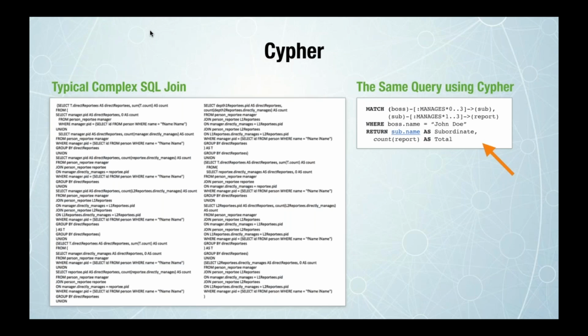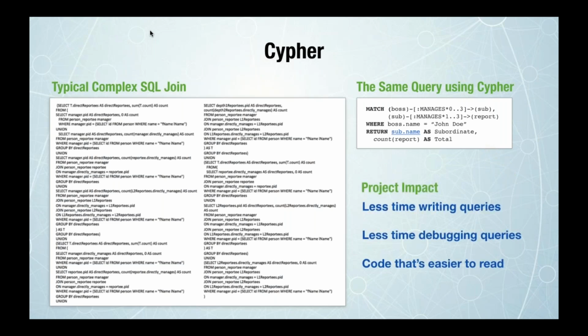So to find a boss and all of the people who report up to that boss and the number of subordinates that report to them is really just 5 lines of Cipher, as opposed to these hundreds of lines of SQL. So in the end, with a query language that's designed for this connectedness, it basically saves you time, both as you're building it, but also as you maintain the queries and bring new people on board into your organization.